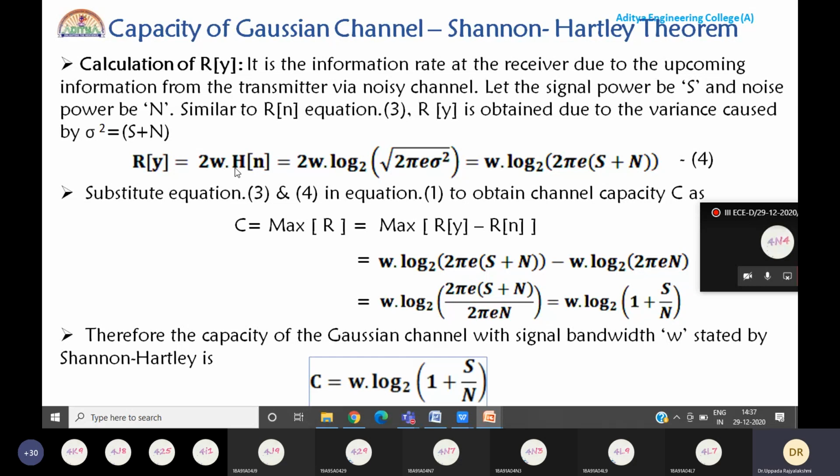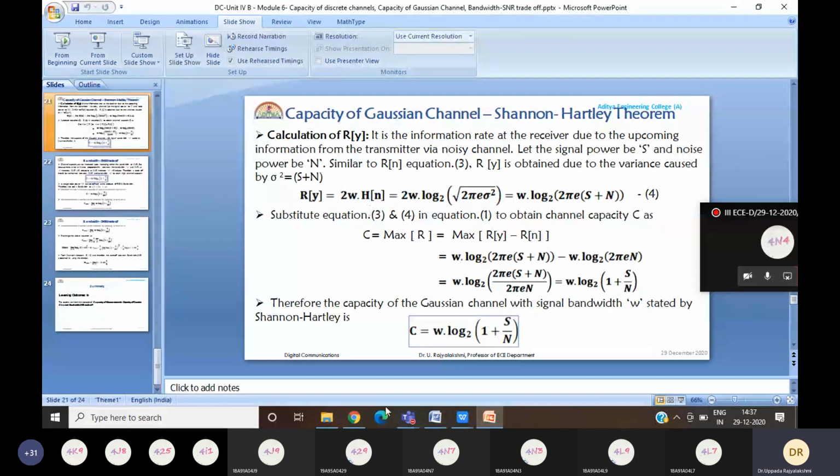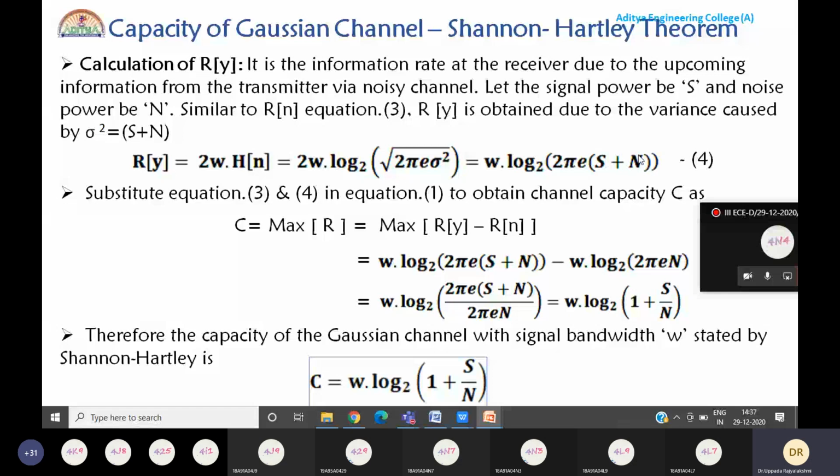So 2 omega into H of Y actually here. Okay, this is H of Y. I will replace, which is equal to 2 pi E sigma square. So everything is same except instead of noise power, you will get both signal and noise powers because it is R of Y. That is the information rate at the receiver.